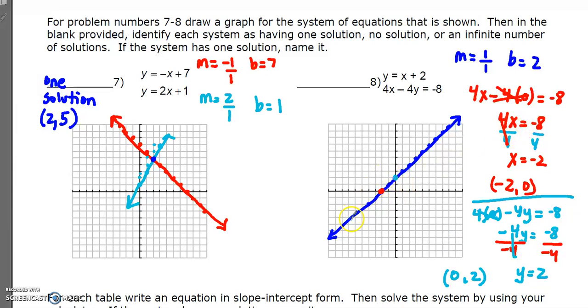So if I were to draw a line and connect those, you guys can see that I end up having the very same line, right? So for the same line, that means I have an infinite number of correct solutions. So I'm going to say infinitely many. That would be my answer for number 8.